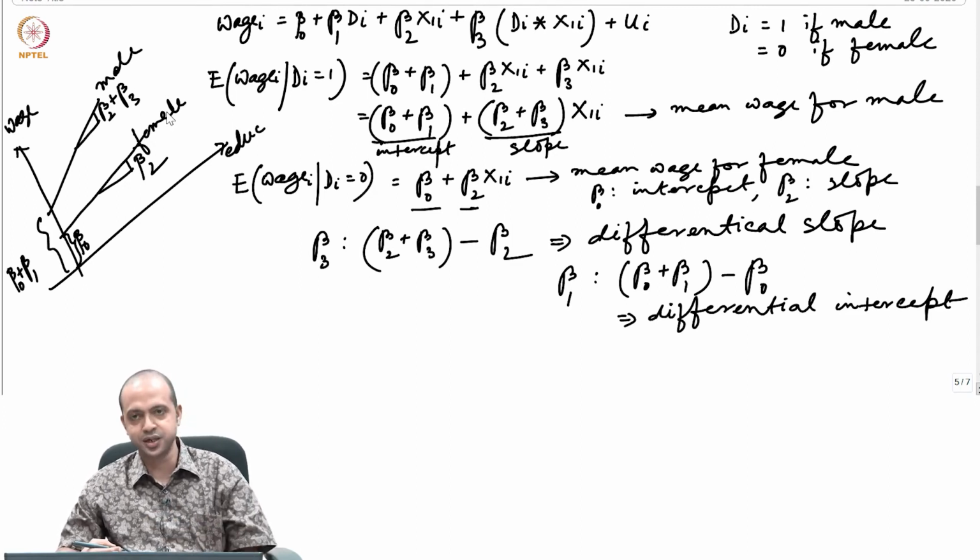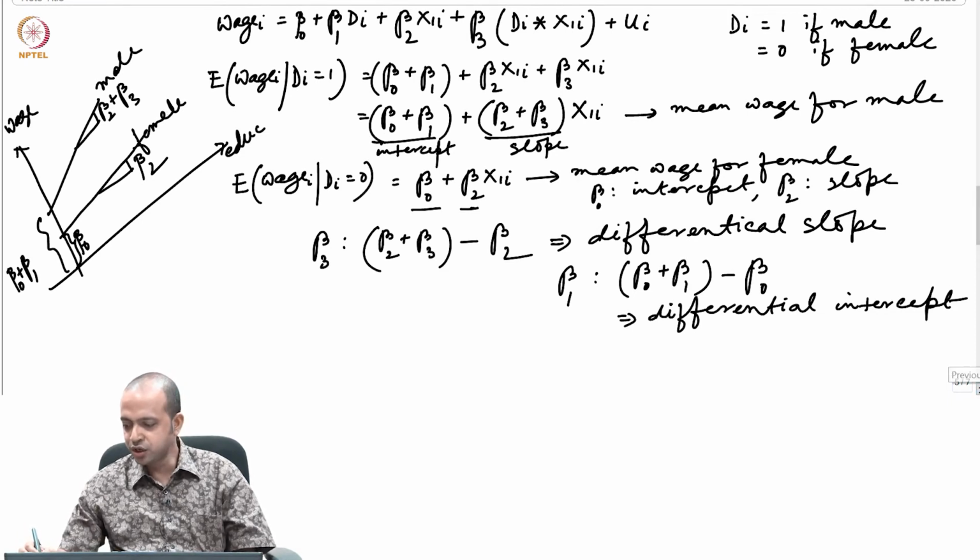That is why I said that in this model we assume the responsiveness of mean wage with respect to education is different across the two categories, male and female. All right. So, this is the model.